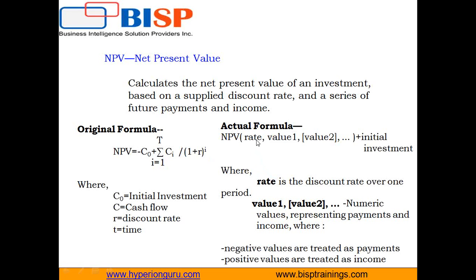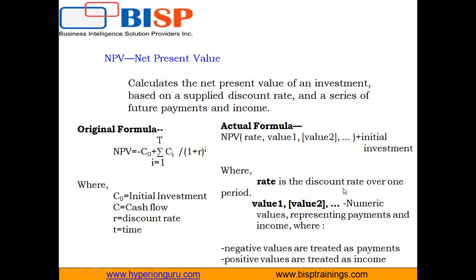NPV, first argument is the rate, it is the discount rate, and then we pass the values which are the numeric values and which denote the payments and incomes. And also note that negative values are treated as payments and positive values are treated as income, and after that we add the initial investment.